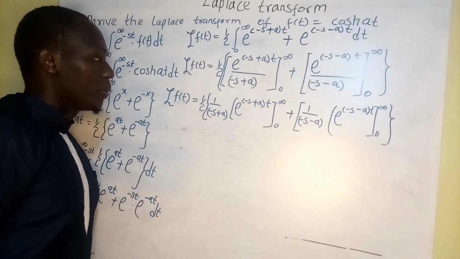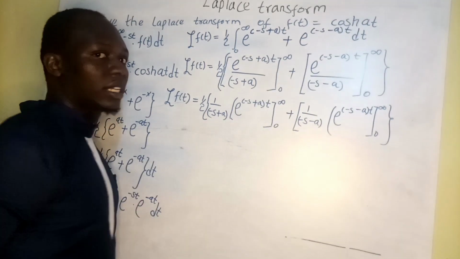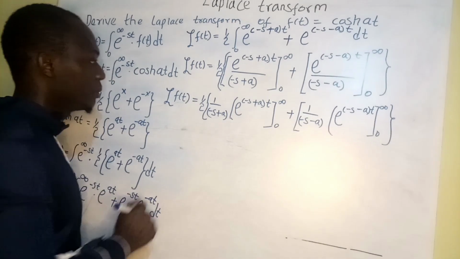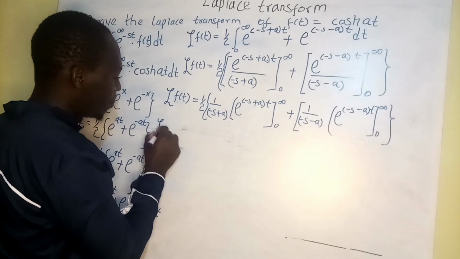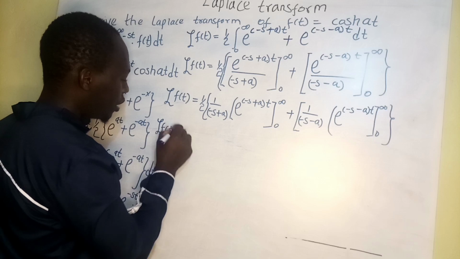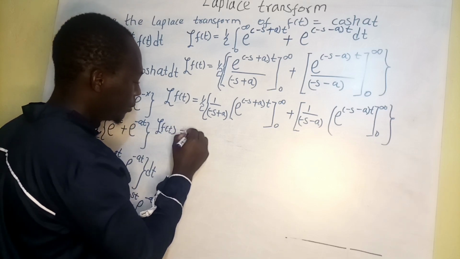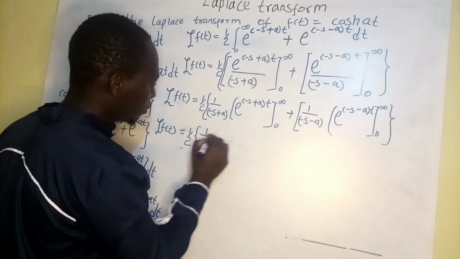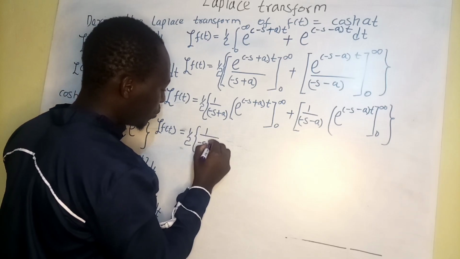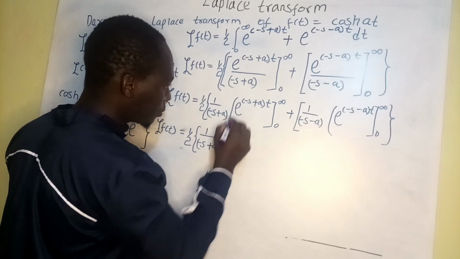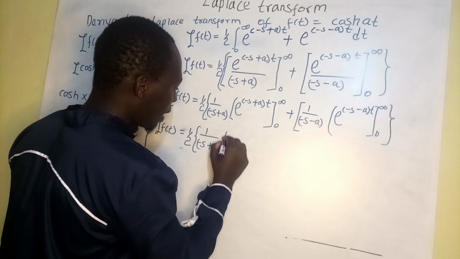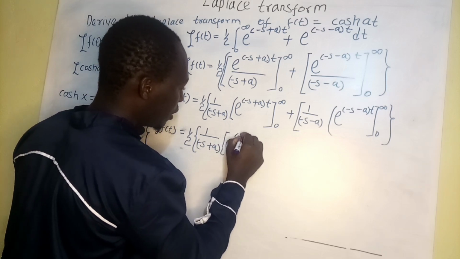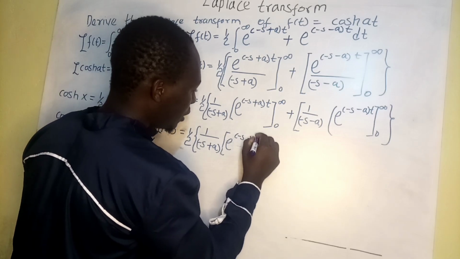Let us now do away with the upper class limit and the lower class limit. By doing away with the upper class limit and the lower class limit, we are going to have the Laplace transform of our function f of t is going to be equals to a half into negative s we add to a. We come and multiply by exponential negative s we add to a.